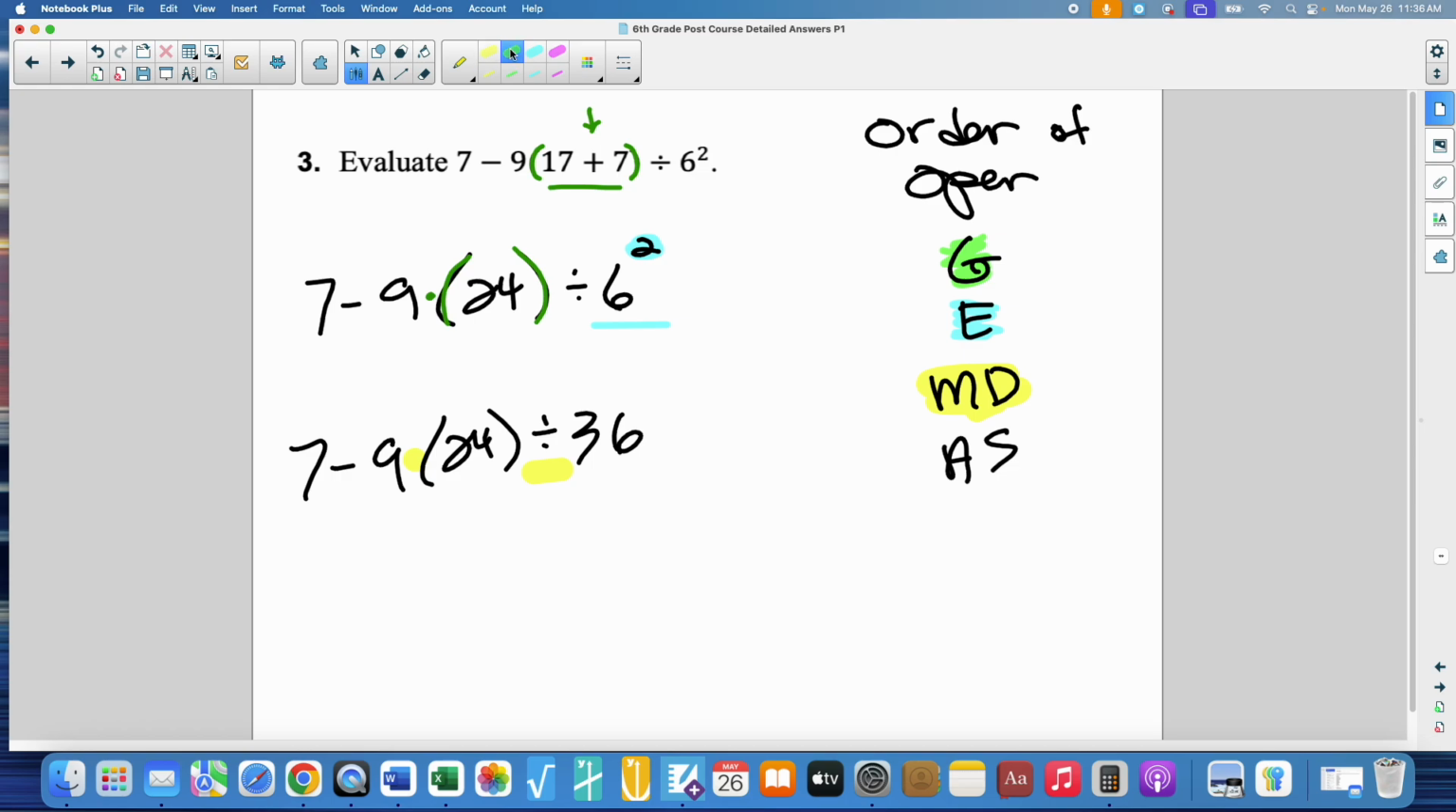You have, what is that product? I'd love to know what you think you're going to multiply. What you're multiplying is negative 9 times 24.